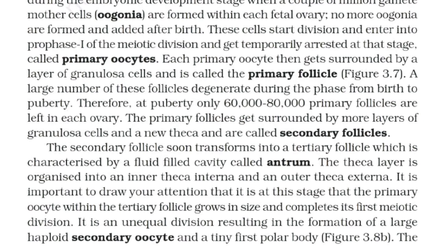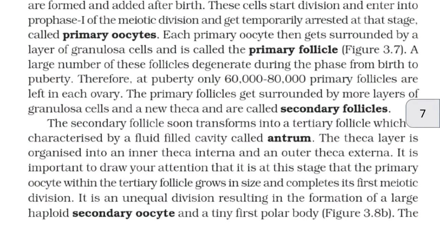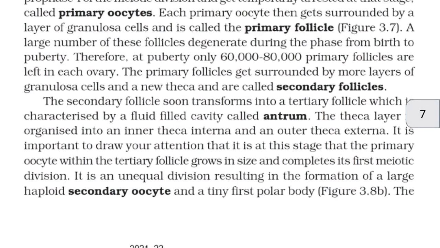called primary oocyte. Each primary oocyte then gets surrounded by a layer of granulosa cells and is called a primary follicle. A large number of these follicles degenerate during the phase from birth to puberty. Therefore, at puberty, only 60,000 to 80,000 primary follicles are left in each ovary.